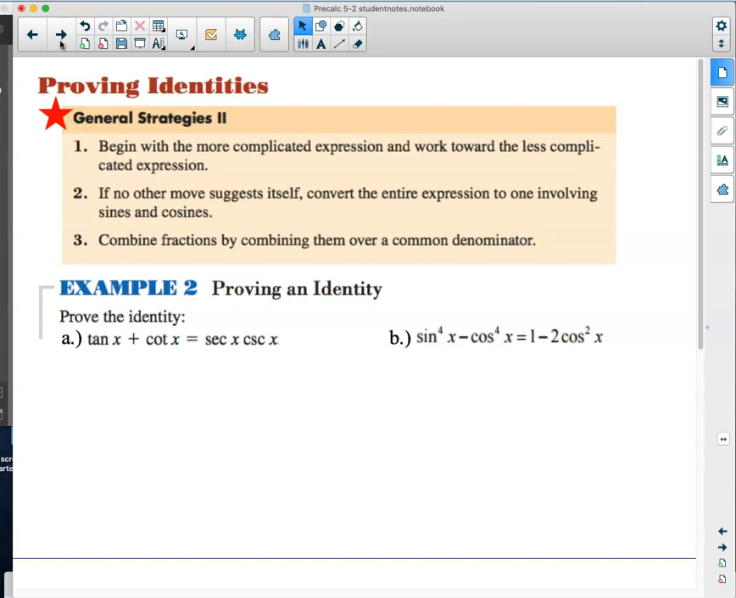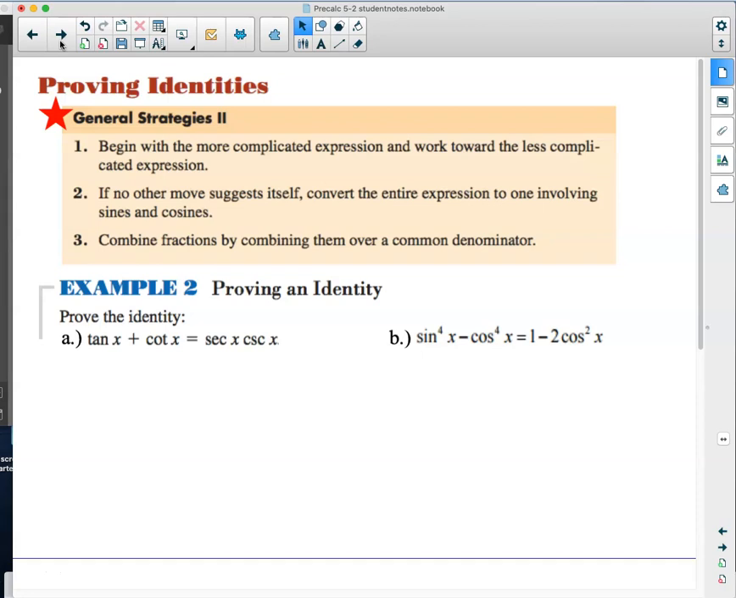If no other move suggests itself, you are stuck. Convert the entire thing to sine and cosine. The entire thing. Usually, that'll help people because we don't think in terms of the secondary trig functions. We just don't. You know, we learned sine, cosine, and tangent much earlier than we did cosecant, secant, and cotangent. So if you get stuck, change it. That's one of the things that I did very heavily on the worked out solutions for people that are stuck. Really went with sine and cosine a lot.